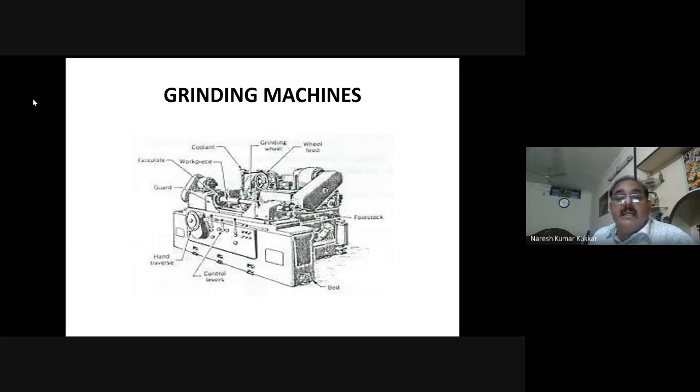Then comes the grinding machines. Grinding means finishing the surface which has already been created. So we have grinding machines because grinding is a slow and continuous process where heat is generated. Coolant is usually poured on the workpiece continuously, and there are grinding wheels.